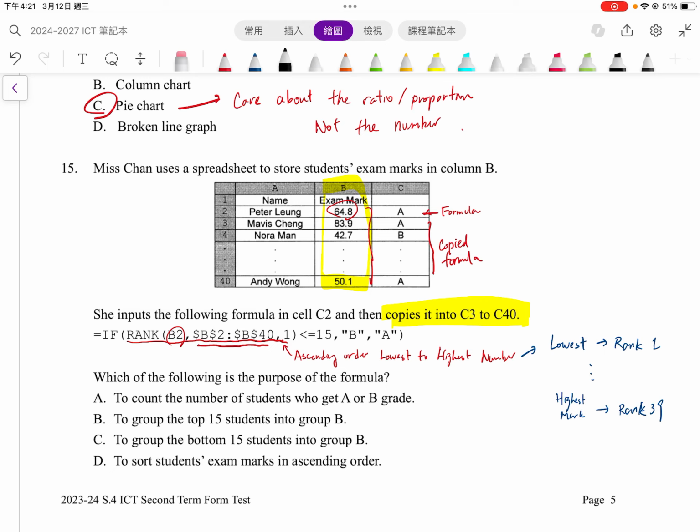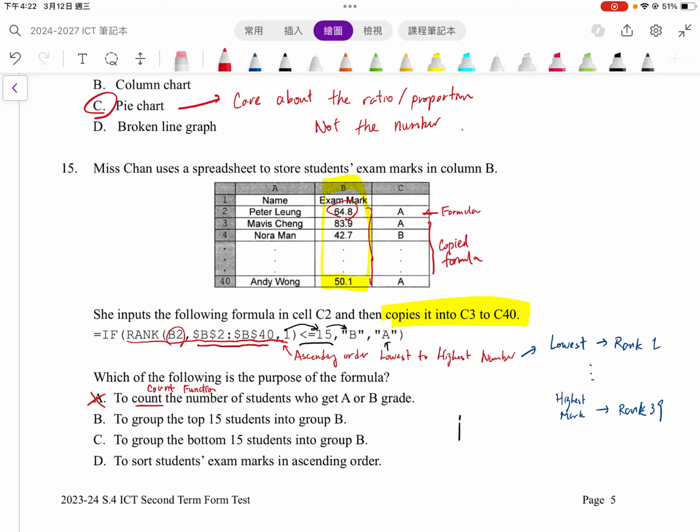And here they said the rank is going to compare with the value of 15. You see whether it is less than or equal to 15. So if it is less than or equal to 15, you'll give it a B, otherwise you have the A. So for this case, you will find out which one of the options is best describing the situation of this function. So let's start from the first one, A. To count the number of students who get A or B, so this is wrong. Because if you do the count, you should have the count function, not the sum function or the rank function, okay? So A should be wrong.